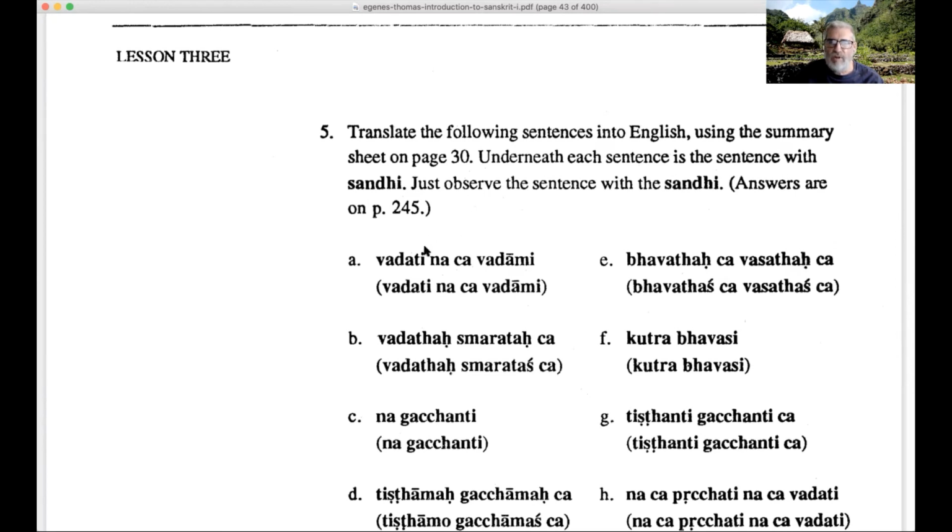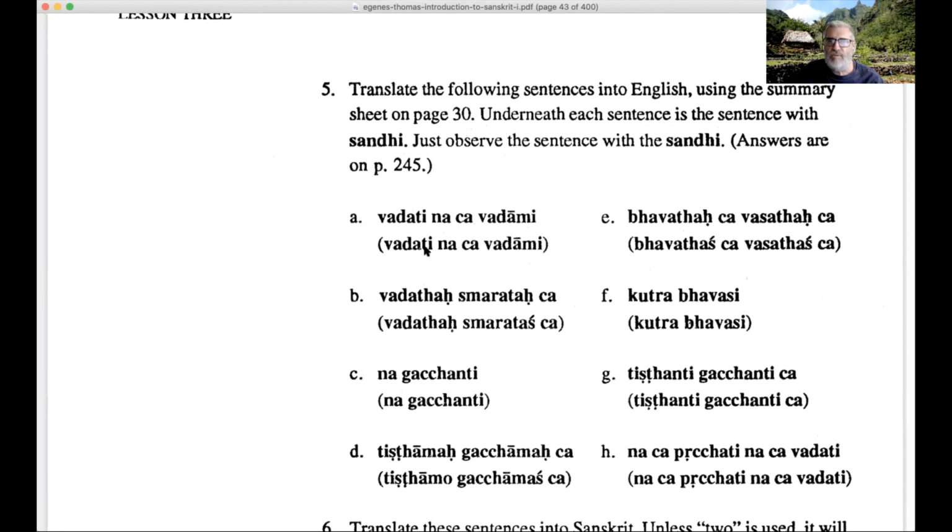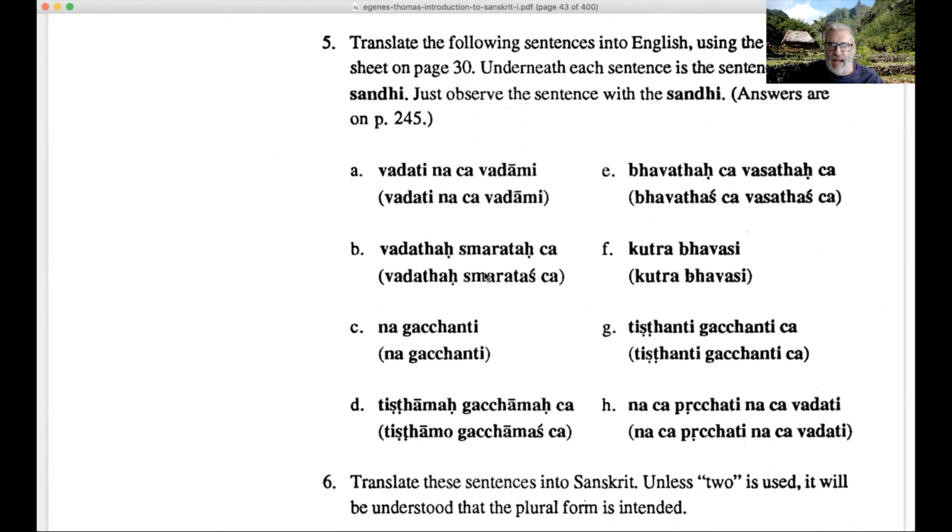The answers are on page 245, but we don't need the answers right now. This is your homework, but in case you want to go through it a little bit now, we can. So vadati na cha vadami: he speaks and I don't speak. Okay. So the next one is vadataha smarataha cha.